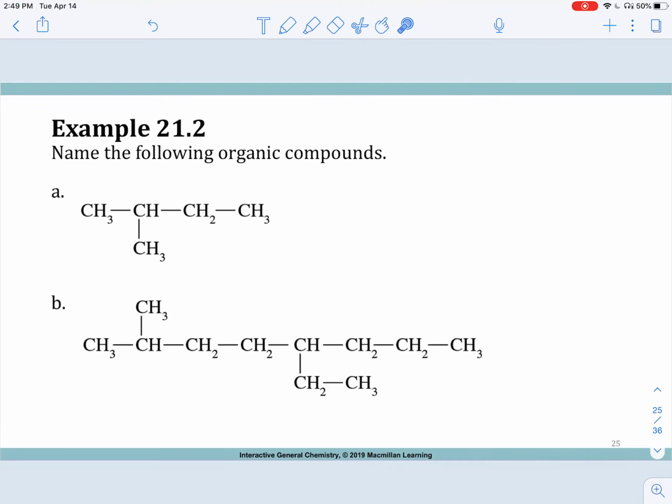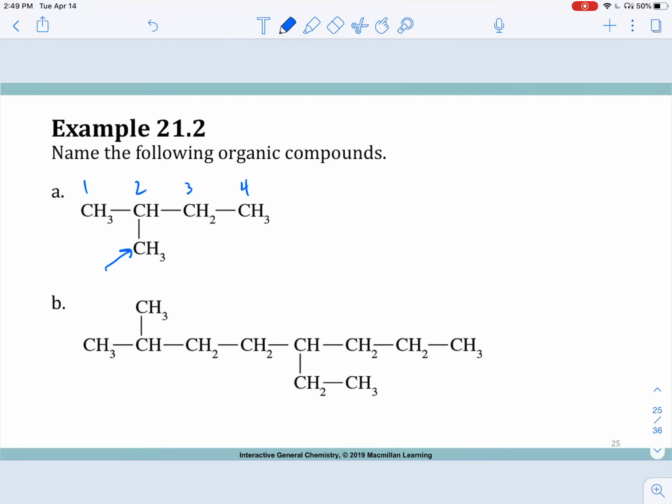So, thinking of our rules, we need to find the longest continuous chain. That's always what we try to do. So let's look here. This is 1, 2, 3, 4. Notice it doesn't matter if I do it this way and call this the 2 position, or if I do it this way. I'm going to just do it this way because it's easier to depict. So 1, 2, 3, 4. Again, why did I not do it the other way? I don't want that because I want to give this substituent the lowest number possible.